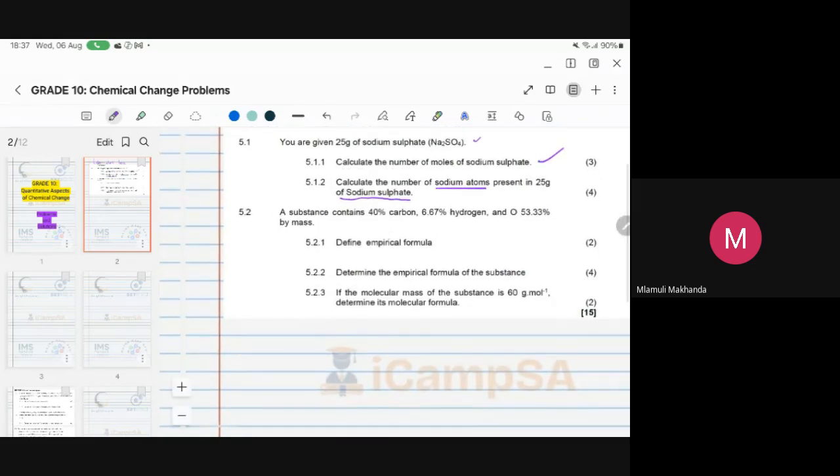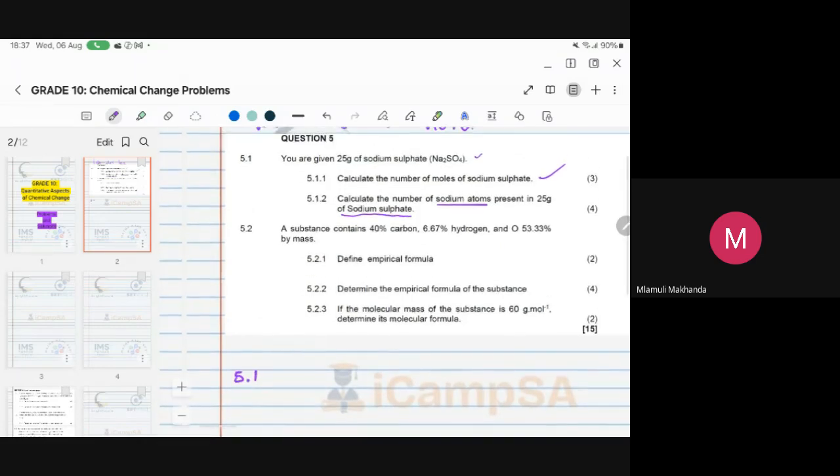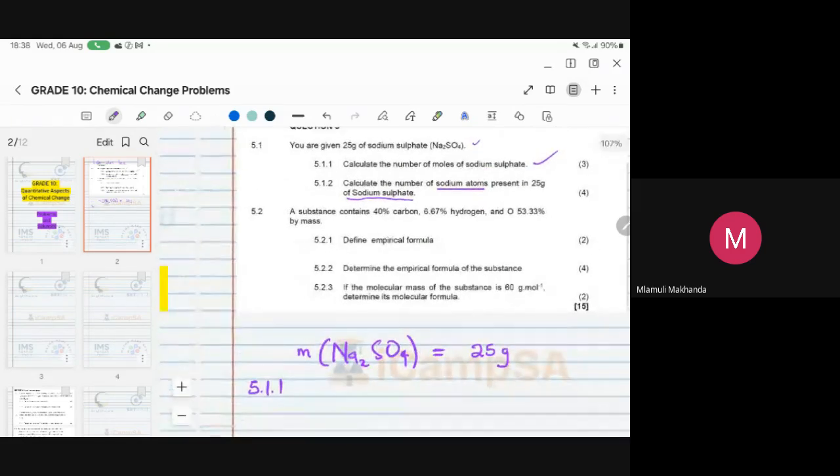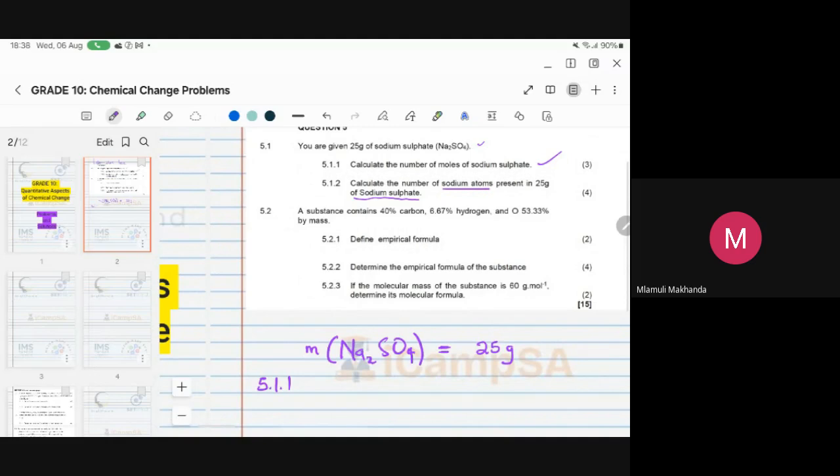5.1.1. We know that the mass of sodium sulfate, this one is one of the first things you learn in stoichiometry. So by now you should be very, very much proficient in finding the number of moles. It's about 25 grams, right? And 5.1.1 requires us to find the number of moles in this sodium sulfate compound.